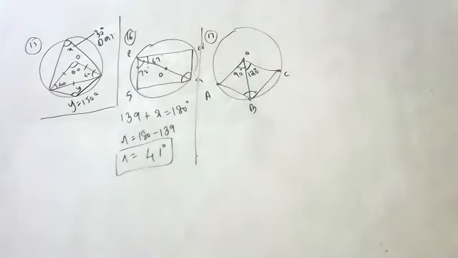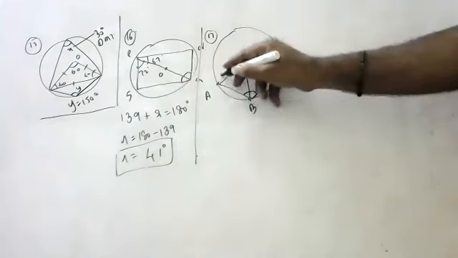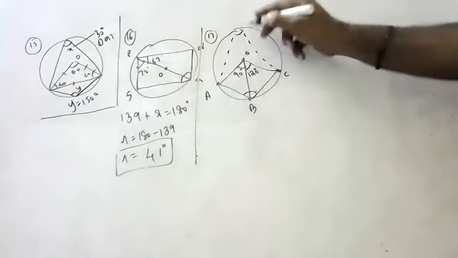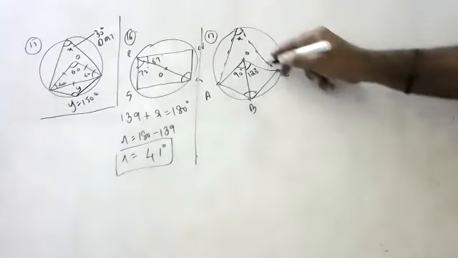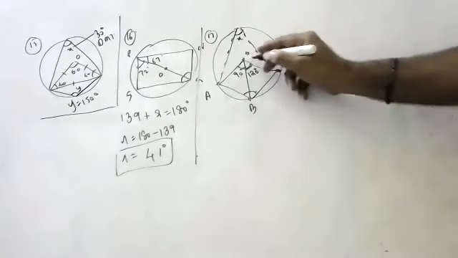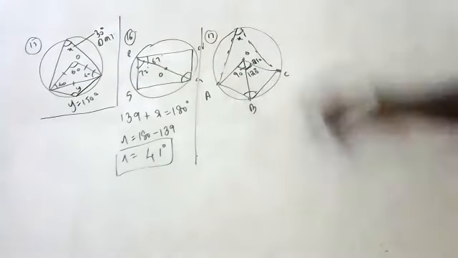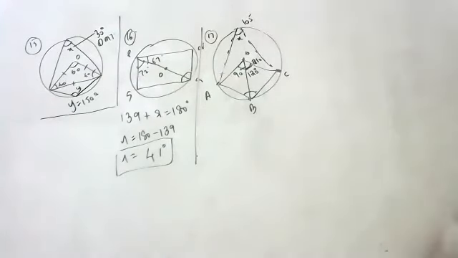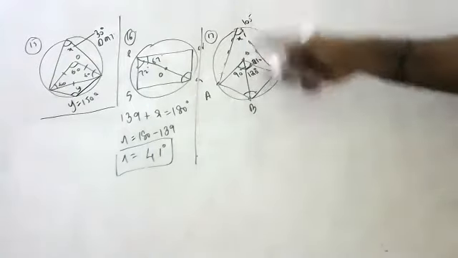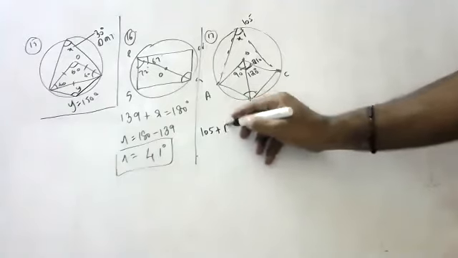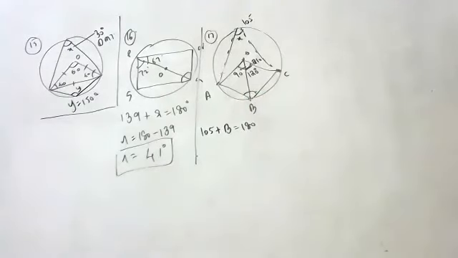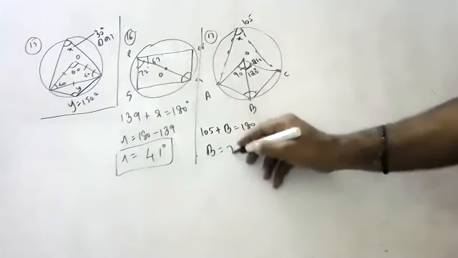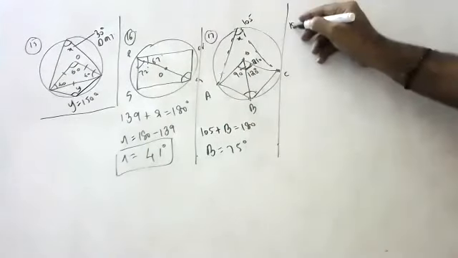Who will tell? Tanmay, can you help me how to do this angle B? Find X first. This total is 210. Half of 210 is 105. And 105 plus B is 180. In a cyclic quadrilateral, opposite angles are supplementary. So B is 75. Very easy sum.